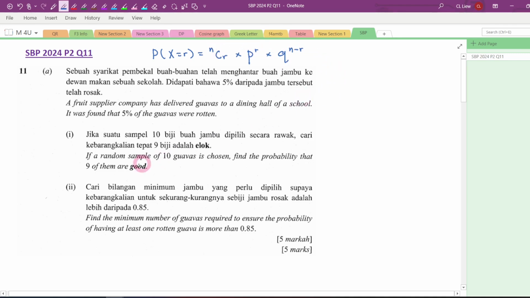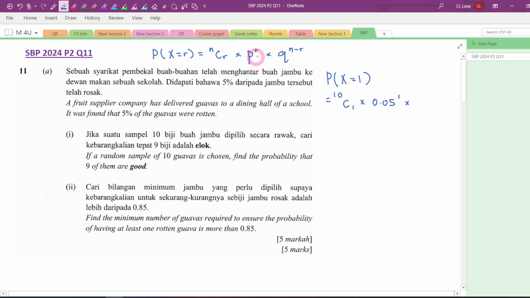Okay, now 9 of them are good. It means 1 is rotten. So the 5% is for the guava rotten. So now we want to find P(X = 1). Why? Because 9 are good, means 1 rotten. Okay, n, the total number of tries, is 10, C 1, times probability of success, which is 0.05, 5% equal to 0.05, raised to the power 1.